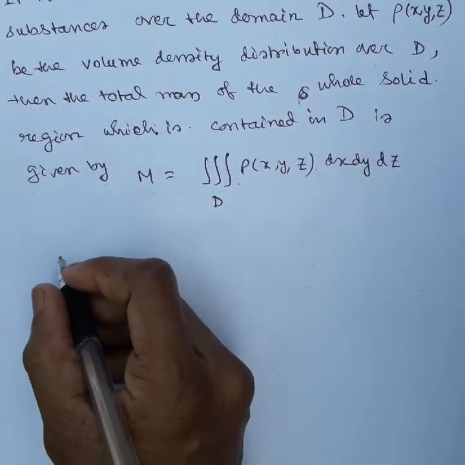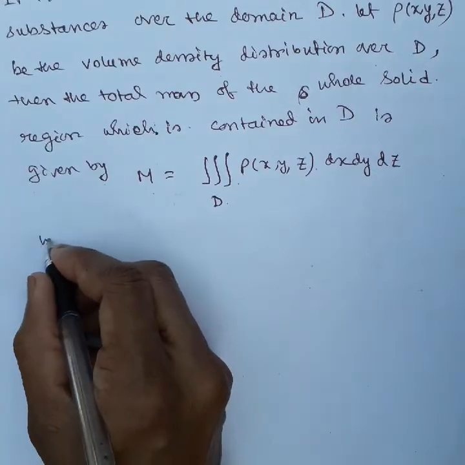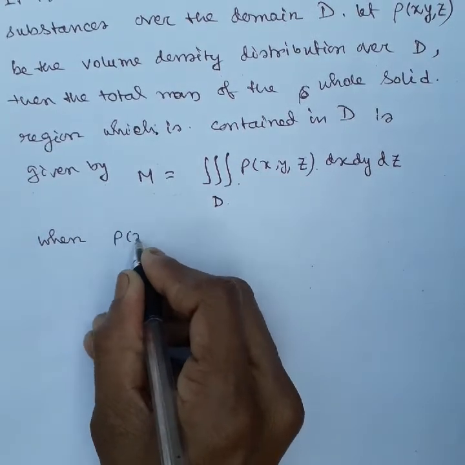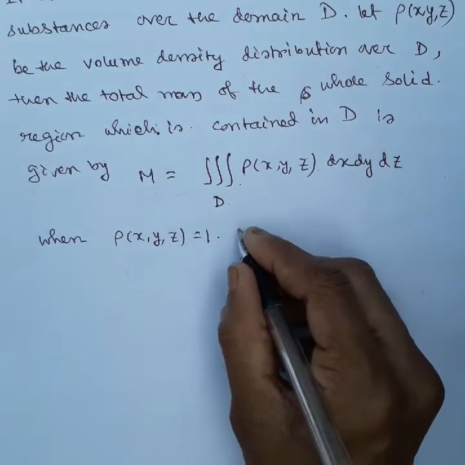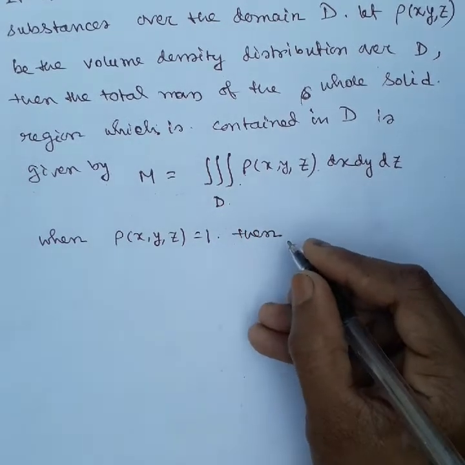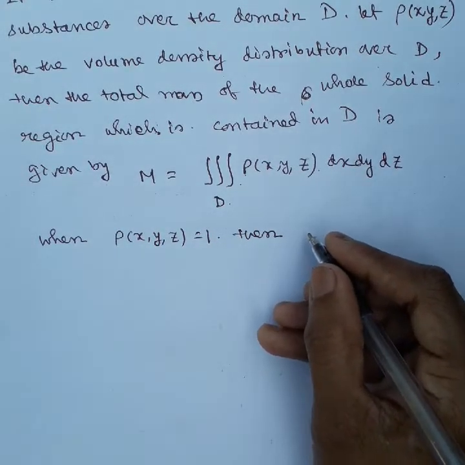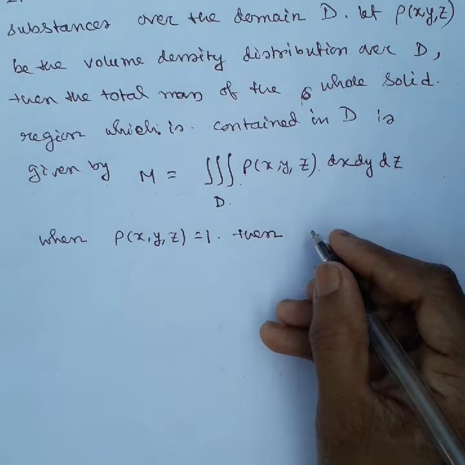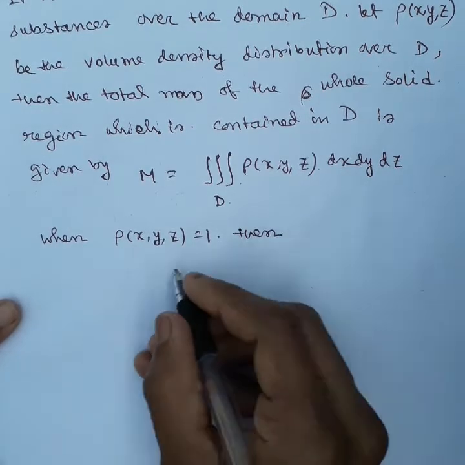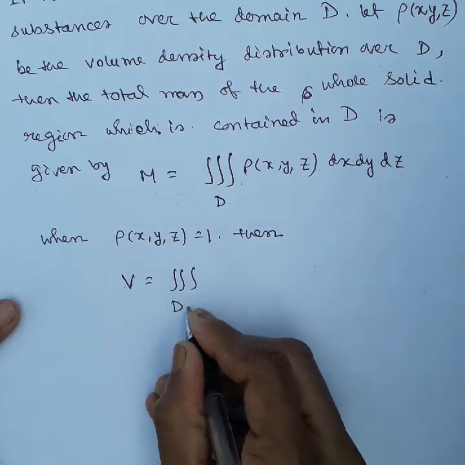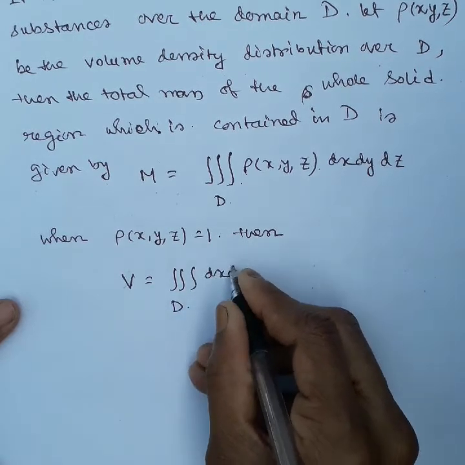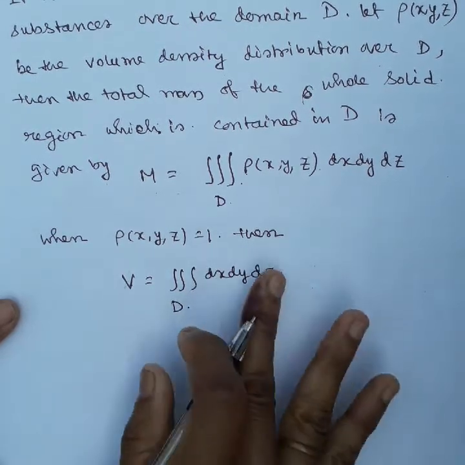Okay, so this is our triple integral. Now when rho of x, y, z is equal to 1, then the triple integral over D represents the volume V is equal to integration over D dx, dy, dz.